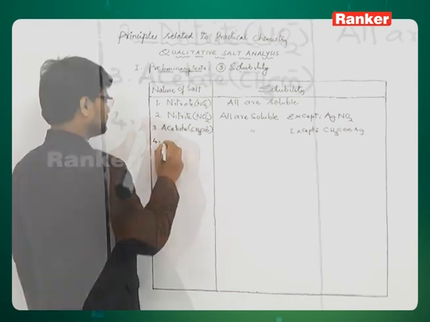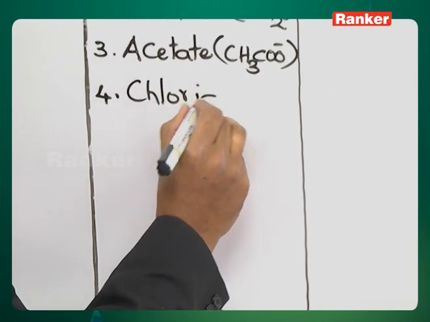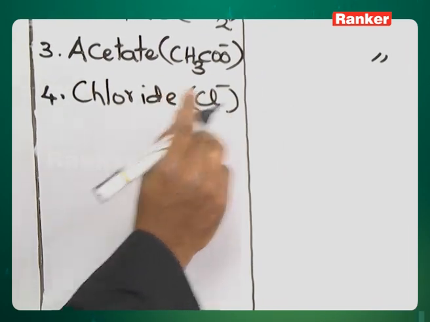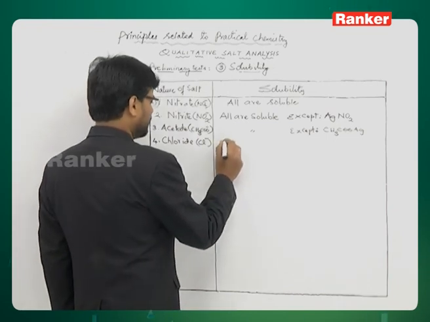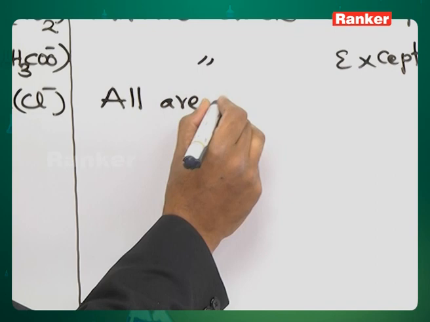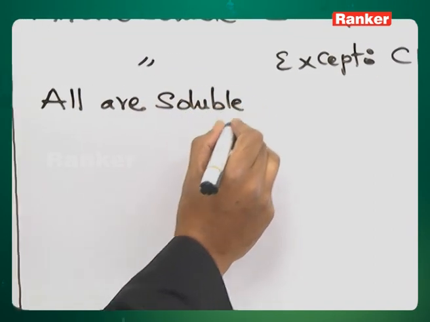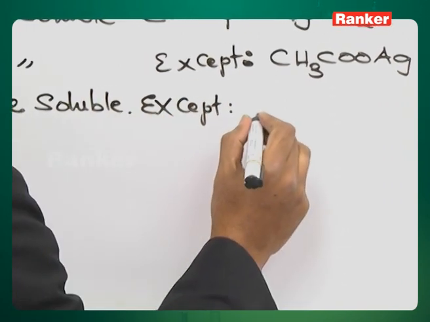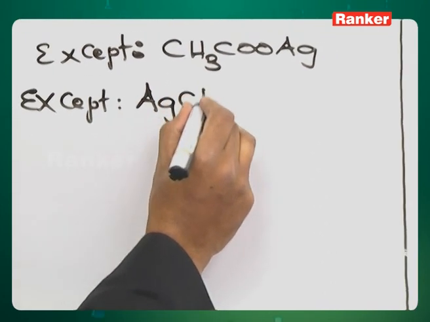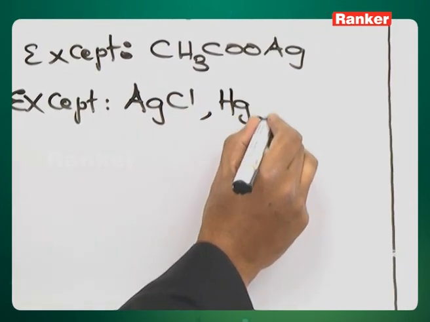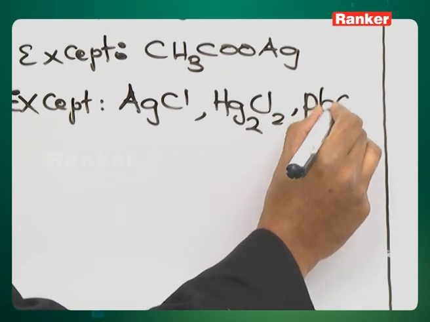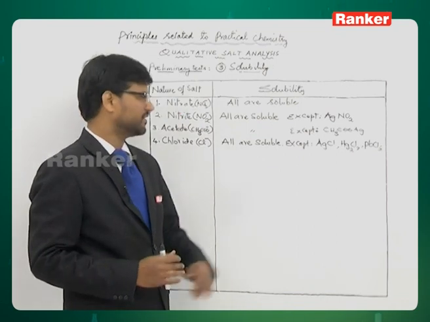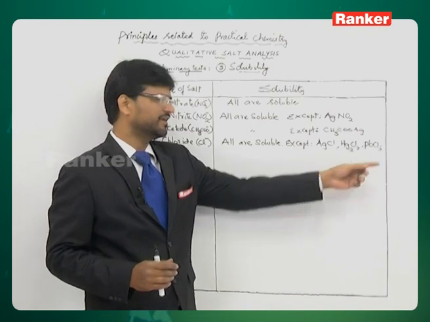Number 4, chlorides. Chlorides are salts containing Cl minus. All are soluble except AgCl, Hg2Cl2, PbCl2. There are only 3 metal chlorides which are insoluble in water, namely silver chloride, mercurous chloride and plumbous chloride.